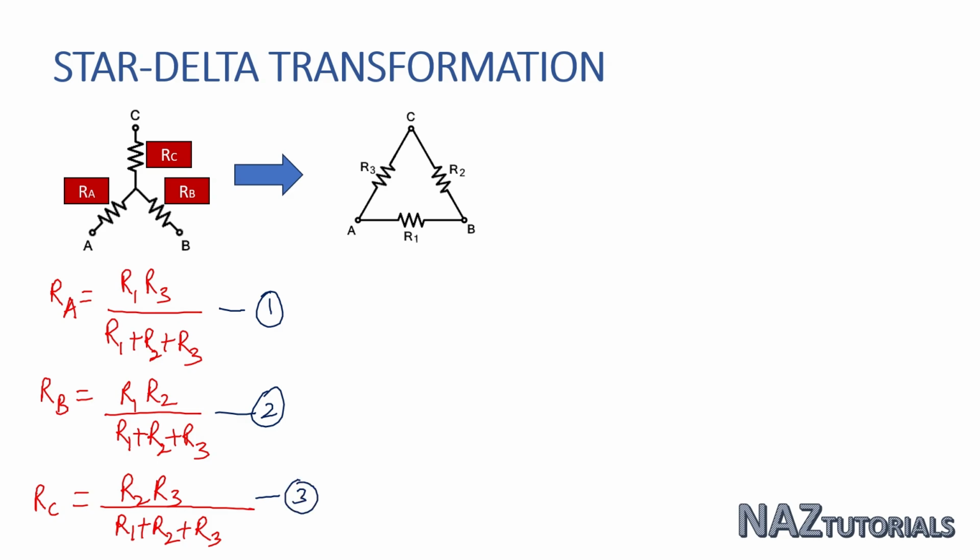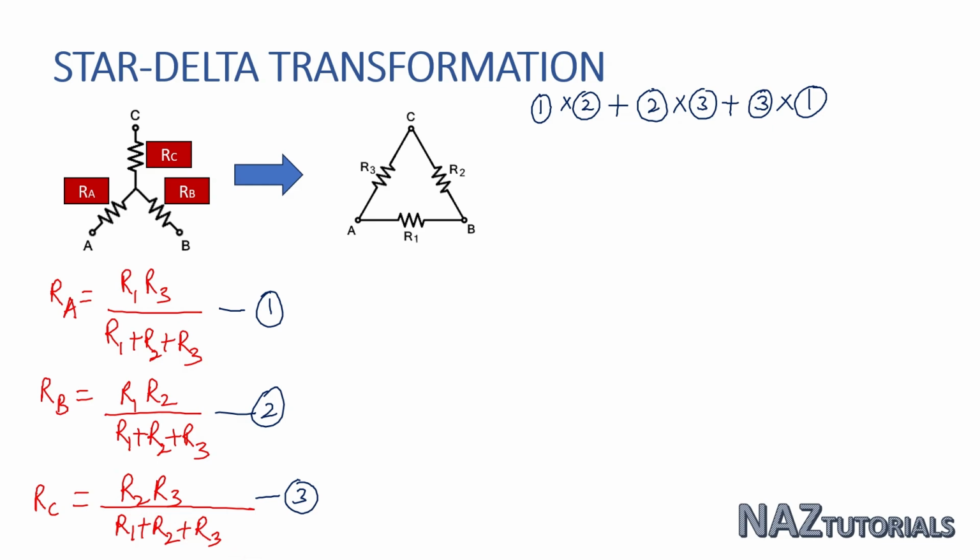So for the derivation purpose, we will multiply 1 into 2, then add, multiply 2 into 3, then add, and multiply 3 into 1. Now see on the left side, for 1 into 2, you will get RA-RB, and 2 into 3 RB-RC, 3 into 1 RC-RA.